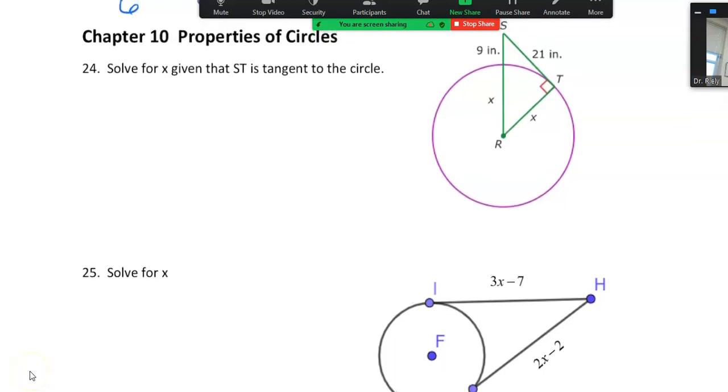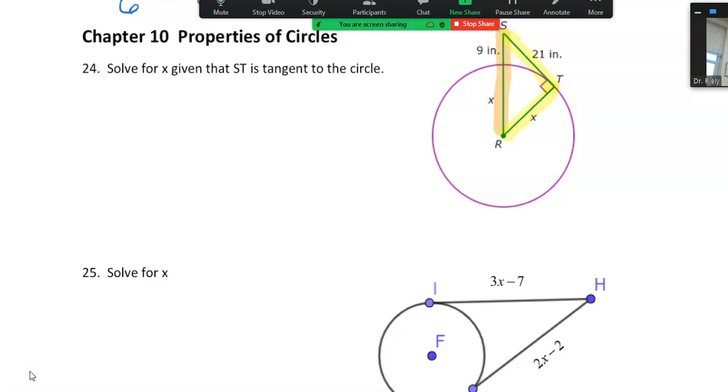Okay, in this video we're going to do chapter 10 for the final review, properties of circles. So this first problem says solve for x given that ST is tangent to the circle. If you know that it's tangent to the circle, that means a right angle got formed, and what I know is that this is the hypotenuse. So that's the hypotenuse. Here's a leg, and here's another leg.